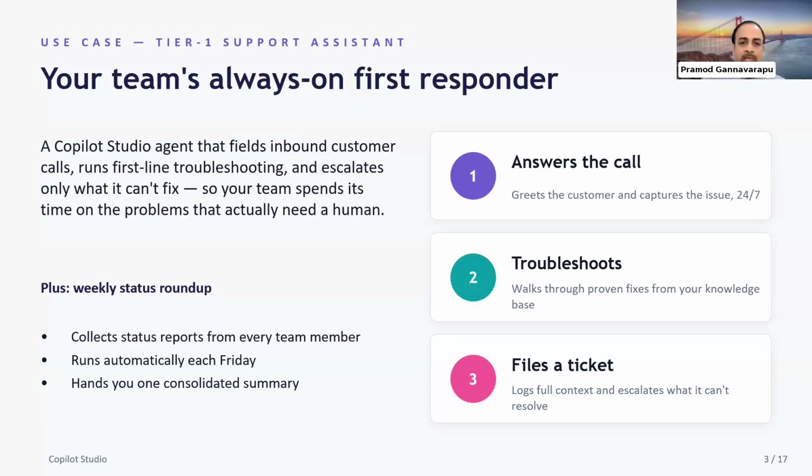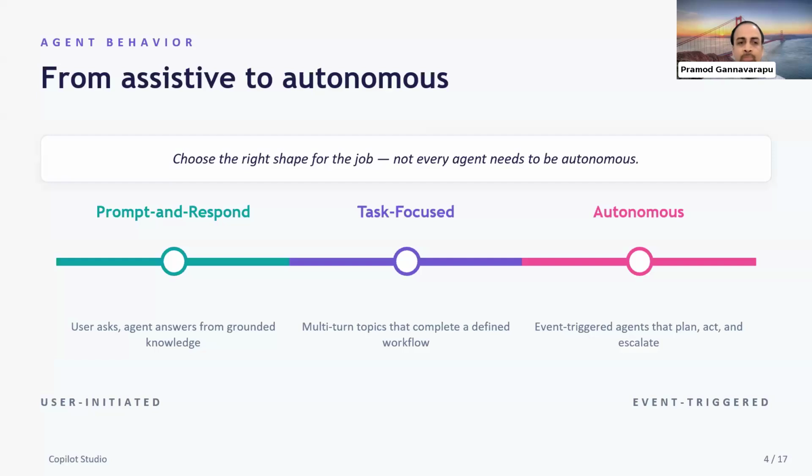Next. This is what I was talking about. The agents we are building can answer the calls, troubleshoot, and open a ticket in case it is not able to help with the knowledge source that is provided. And it can also collect the weekly reports from the team by end of every Friday. What kind of agents can we build? Prompt-based agents: a prompt-based agent is where you give the knowledge source, and the user asks questions based on generative AI.